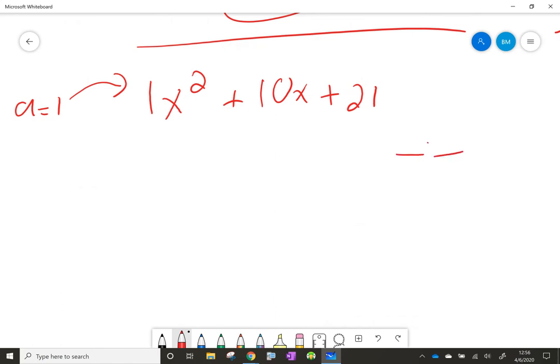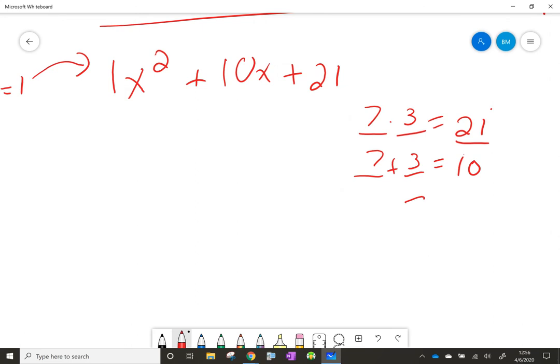So two numbers that multiply to make a times c. Now again, that's going to be 1 times 21. 1 times 21 is 21. So that's two numbers that multiply to make 21. And the same two numbers that add to make the b value. Our b value here is 10. So two numbers that multiply to make 21 and add to make 10. And that would be 7 and 3. 7 times 3 is 21. 7 plus 3 is 10. So our two numbers are 7 and 3.